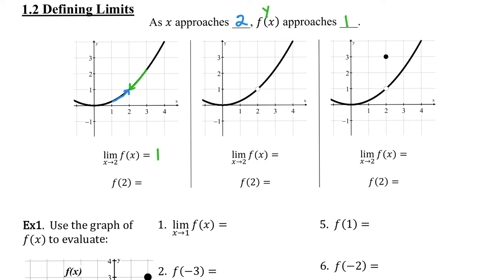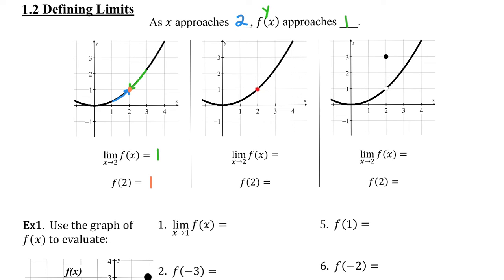Now, f of 2 is saying at x equals 2, what is the actual y value? At x equals 2, the actual y value is 1. So in this case, the limit as x approaches 2 of f of x is the same as f of 2. They have the same y value. Okay, on the next graph, they're not going to match. I already know the answer, but let's look at it to see why.